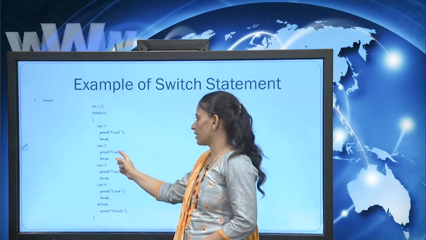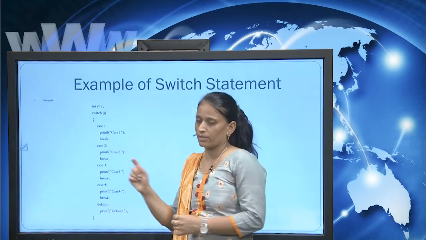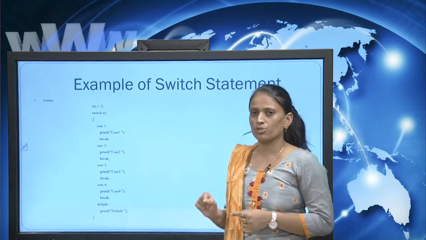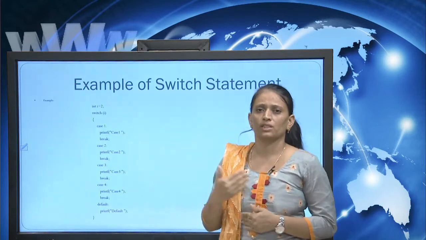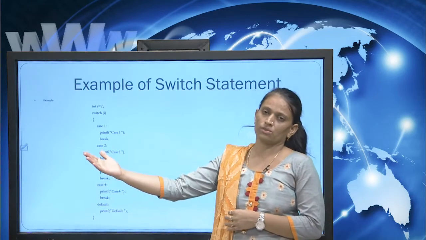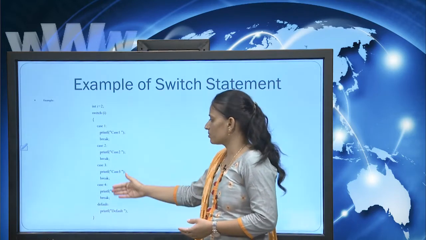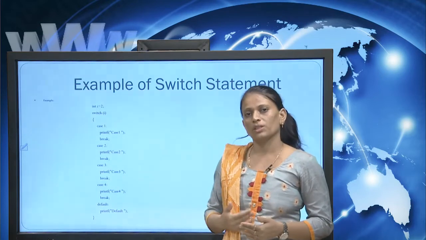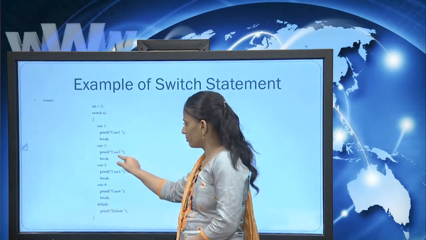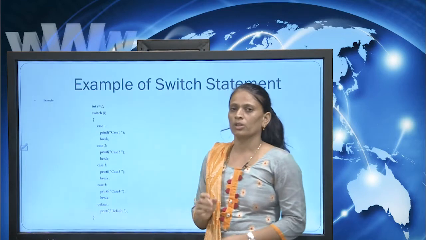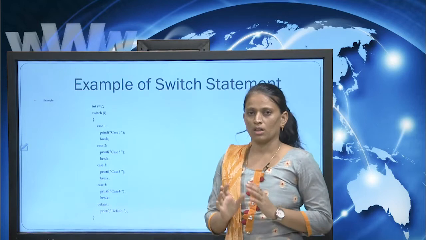So it will print case 2, and for terminating the execution from there, we put a break. We put the break so that the other blocks will not be executed. Otherwise, all the statements after it will be executed one by one. So at the end of each block of statements, we put the break to terminate that specific block of the switch statement.